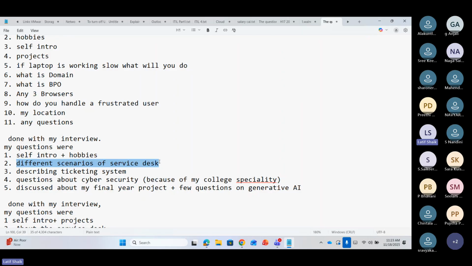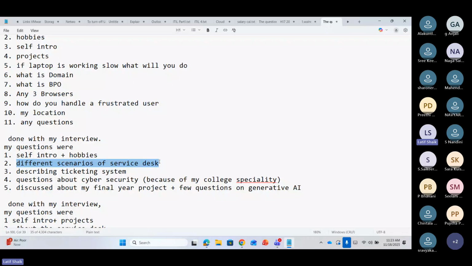Describe the ticketing system, the ticketing system cycle. Questions about security, because my call is special. The person who attended is not just a BTech EC or CSE graduate, but has a specialization in cyber security in graduation.